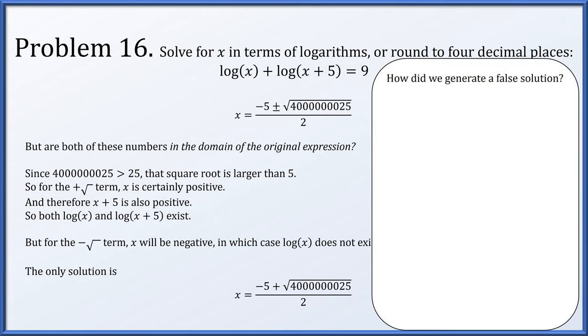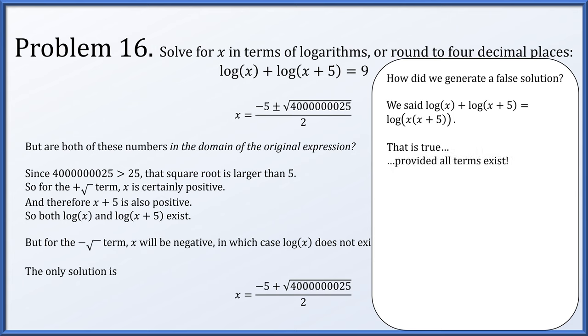Now, how did we end up generating a false solution? This can be kind of problematic. Students may think that somehow the technique is wrong or we're cheating or something like that. So how did we end up with a false solution? We took a step and said that log x plus log x plus 5 is equal to the log of x times x plus 5. That is true, provided that all of those terms exist.